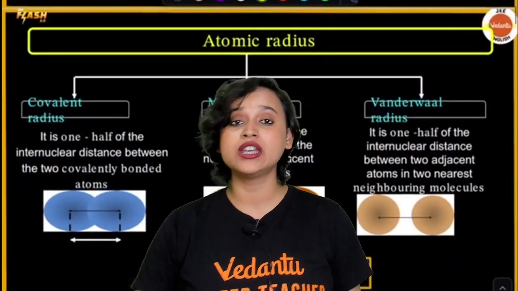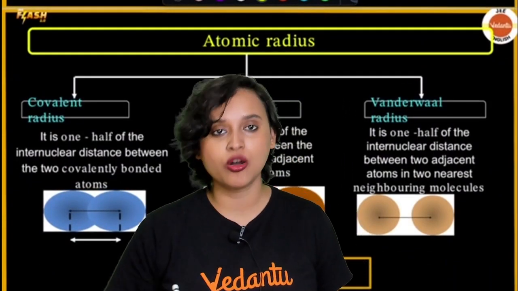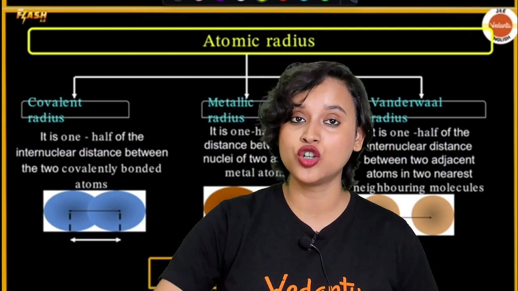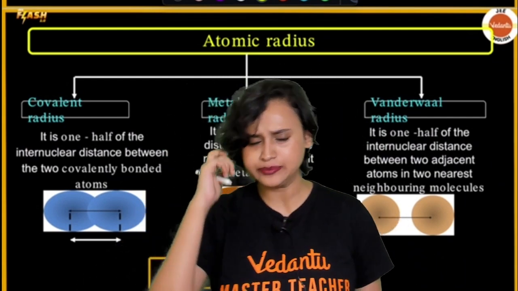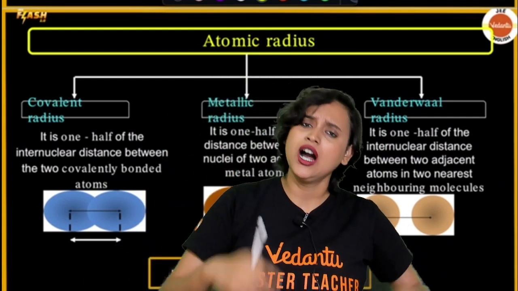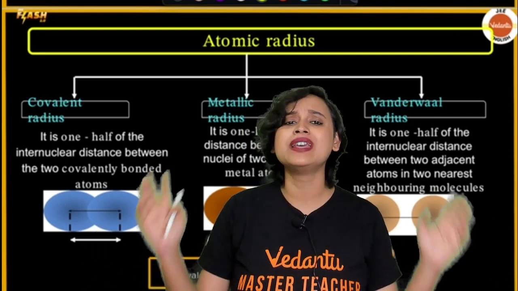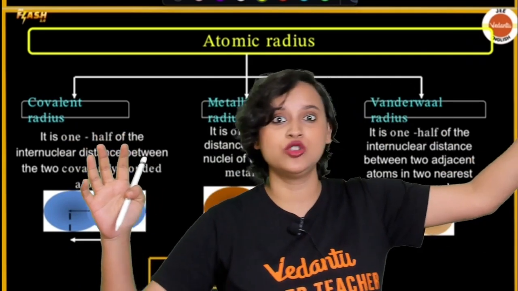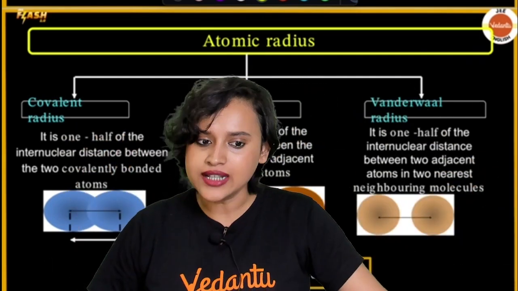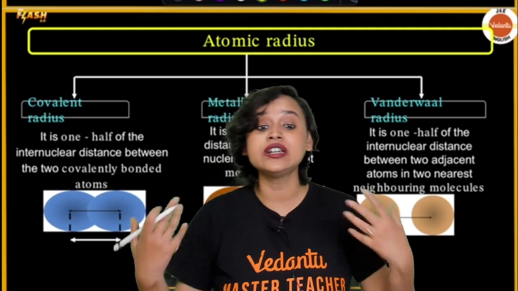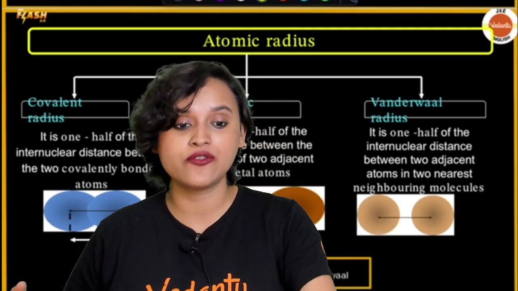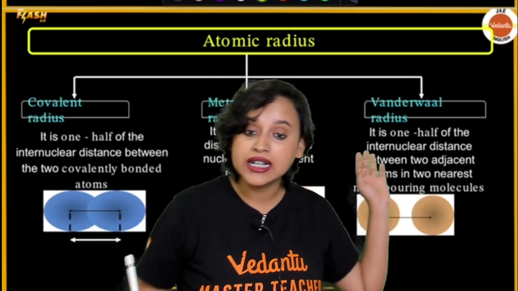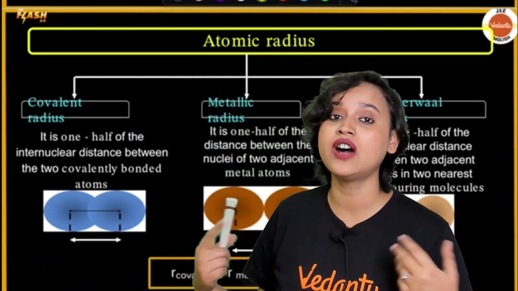Now we are moving into something that is called atomic radius, and we have to follow the trend of atomic radius. What is atomic radius? Atomic radius in its most basic fundamental form is the distance between the nucleus and the outermost shell electron. That's called atomic radius. Now there are three different types of atomic radius: covalent radius, metallic radius, and van der Waal radius.